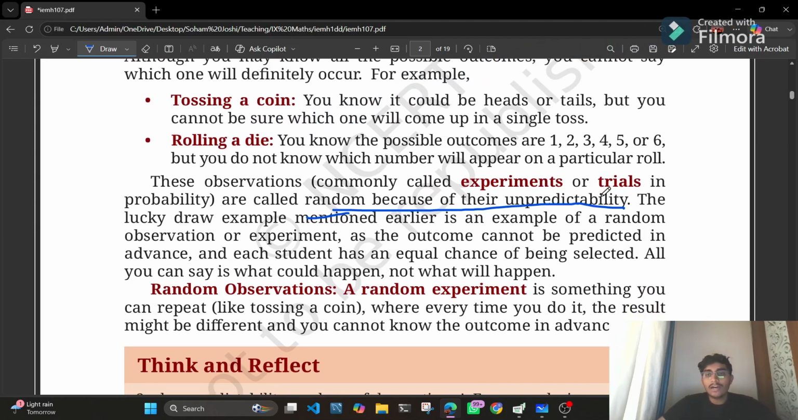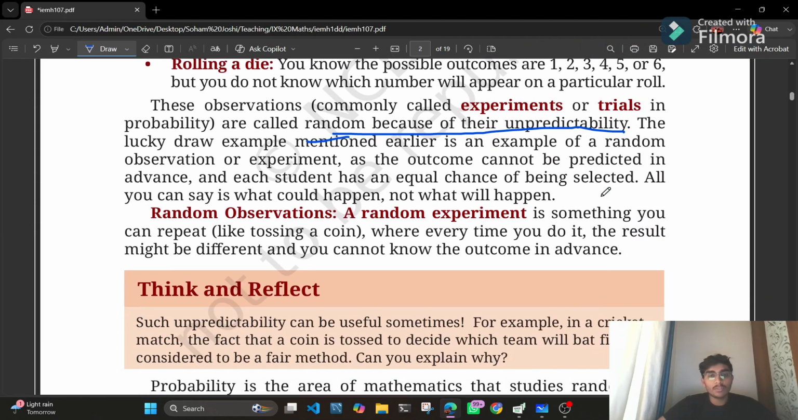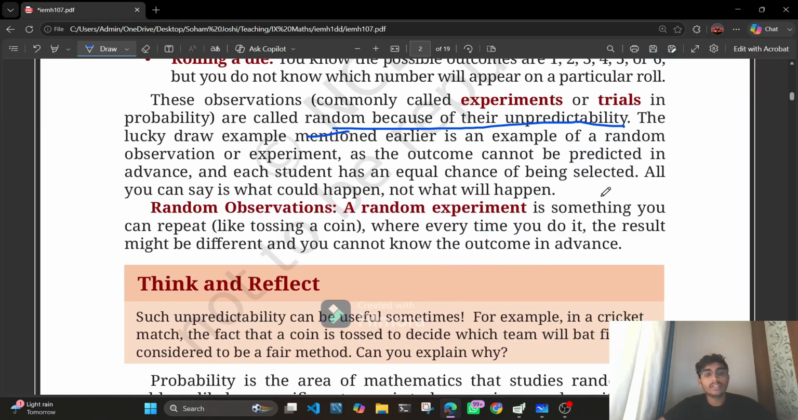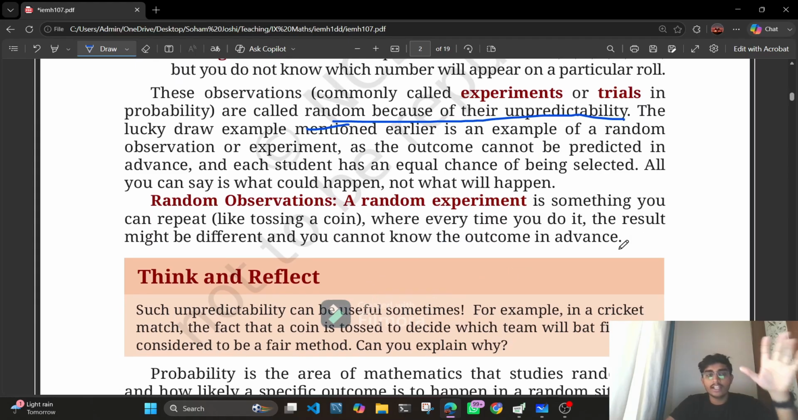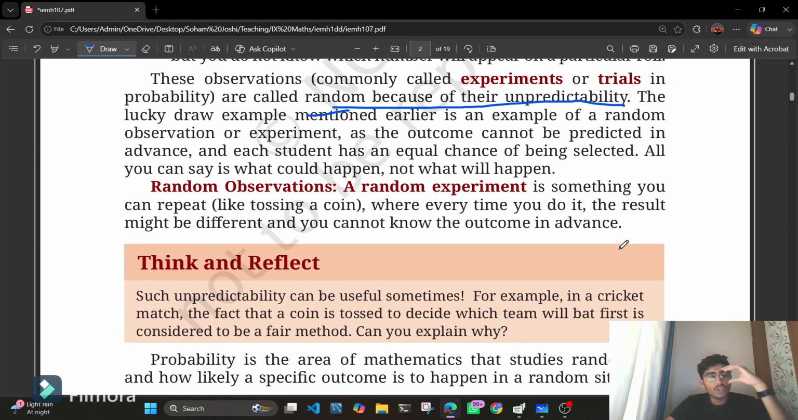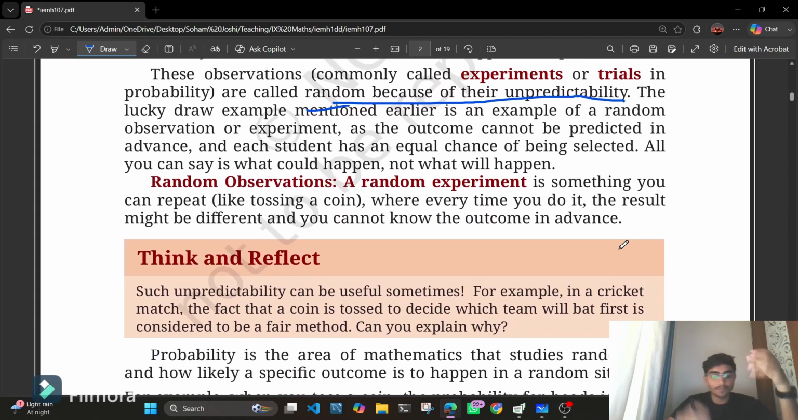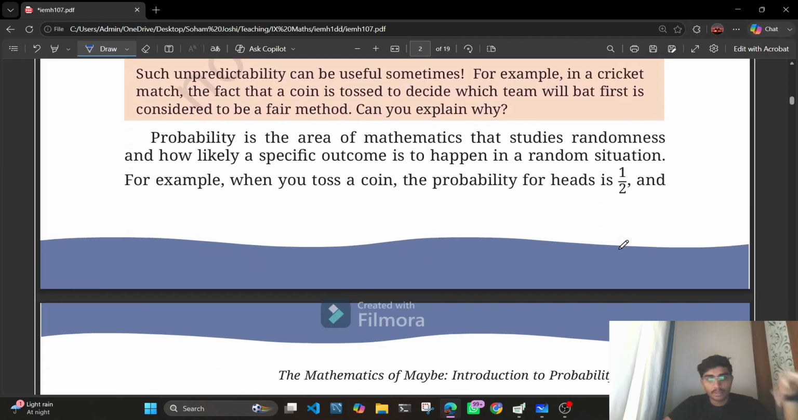Okay. Now, next up we have random observations. A random experiment is something you can repeat, where every time you do it, the result might be different and you cannot know the outcome in advance. Maybe now I have to roll a die. I don't know whether I'm going to get one or two or three or four or five or six, right? It is different. We cannot know in advance what the result would be. So therefore, these are called random observations and they are associated with a random experiment.